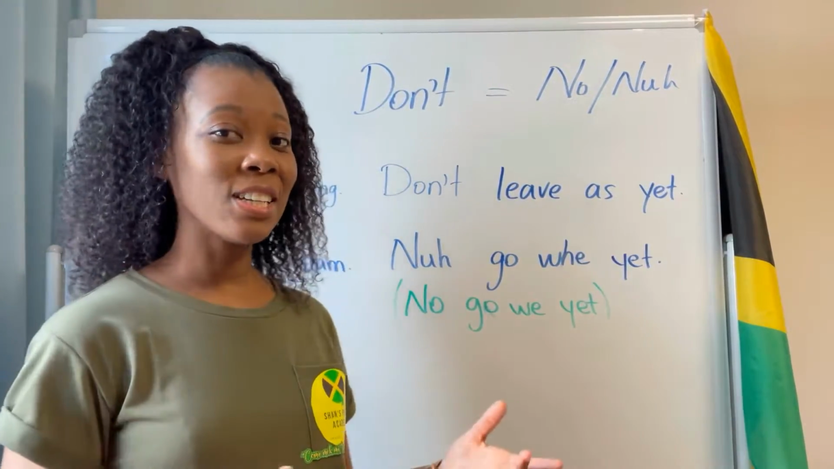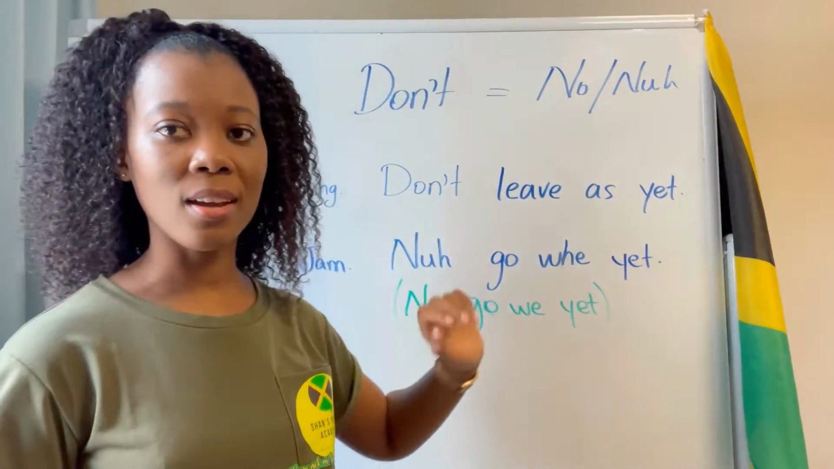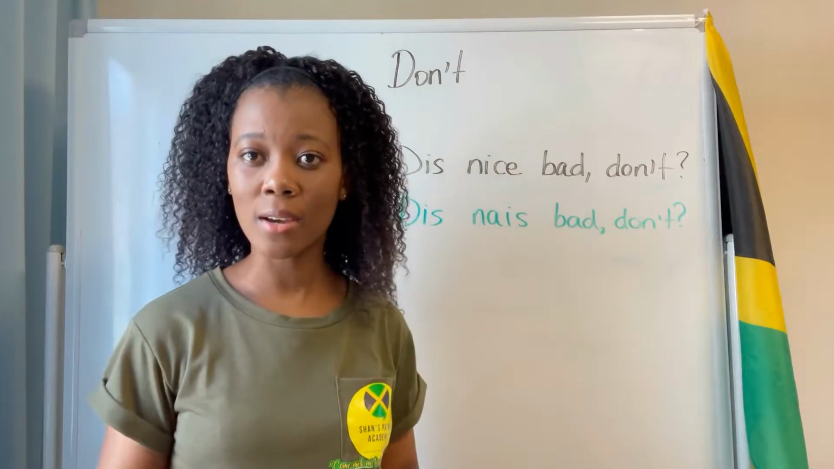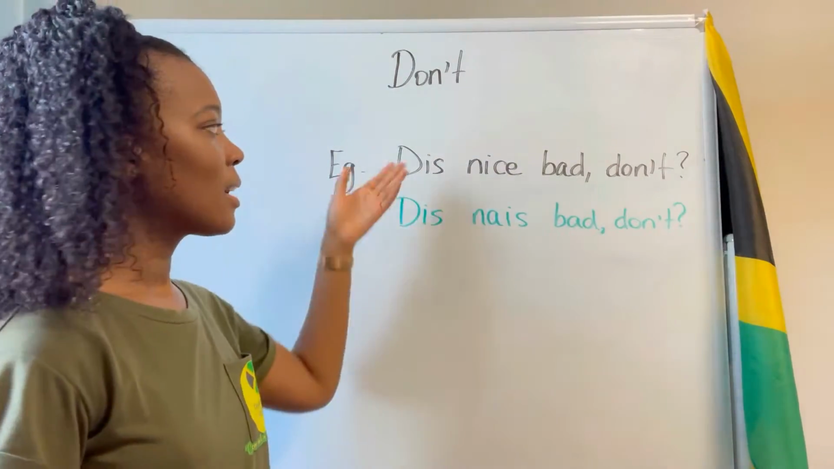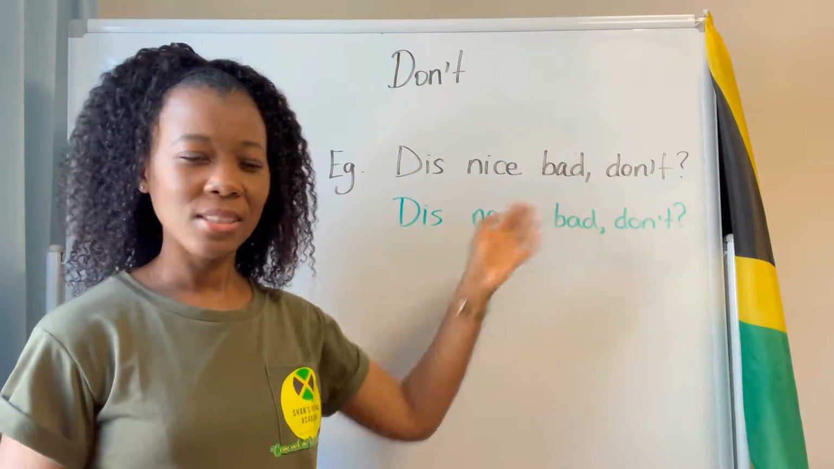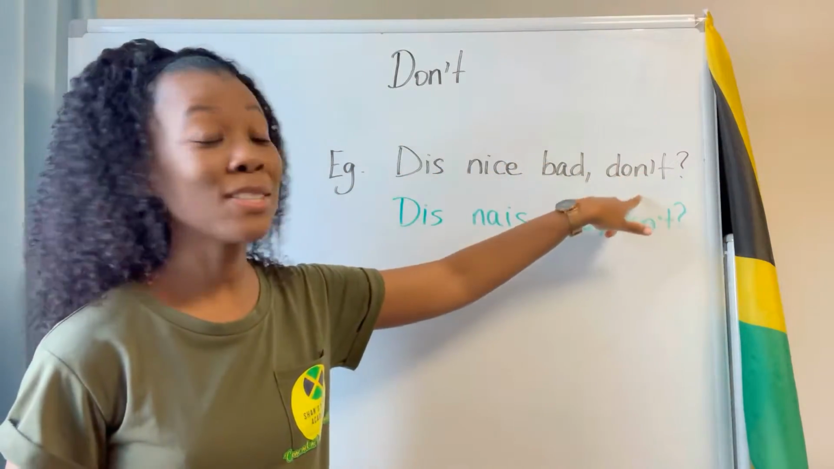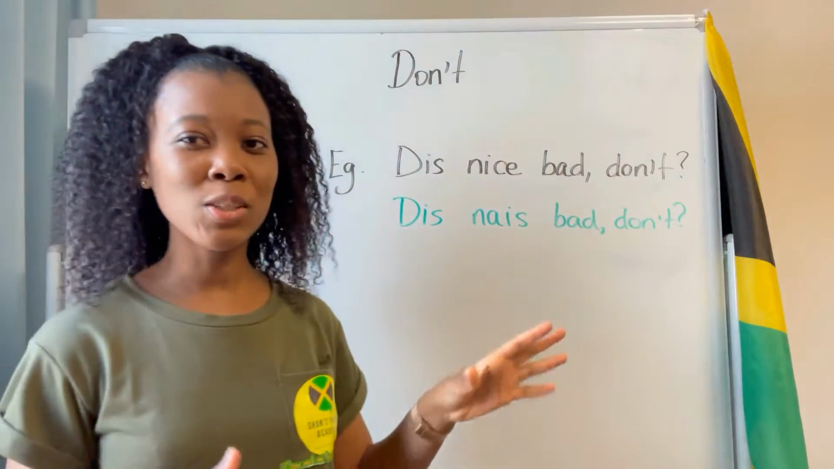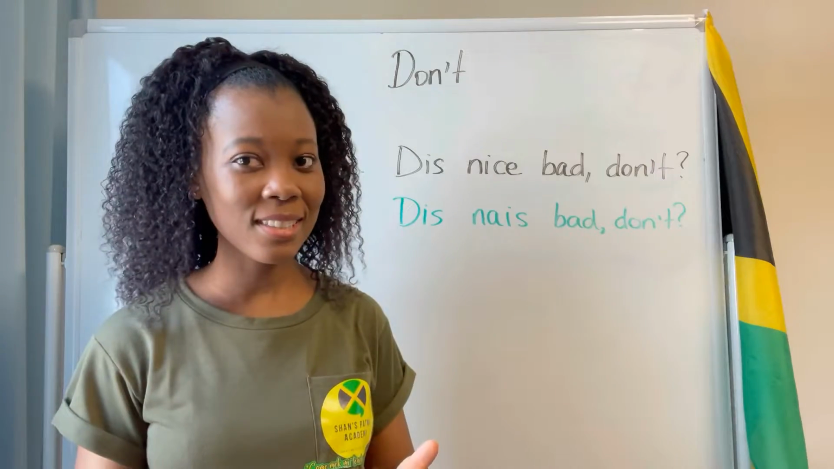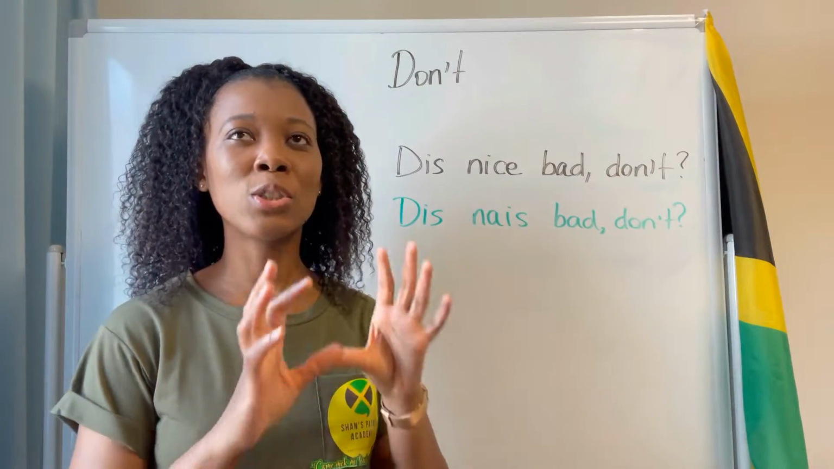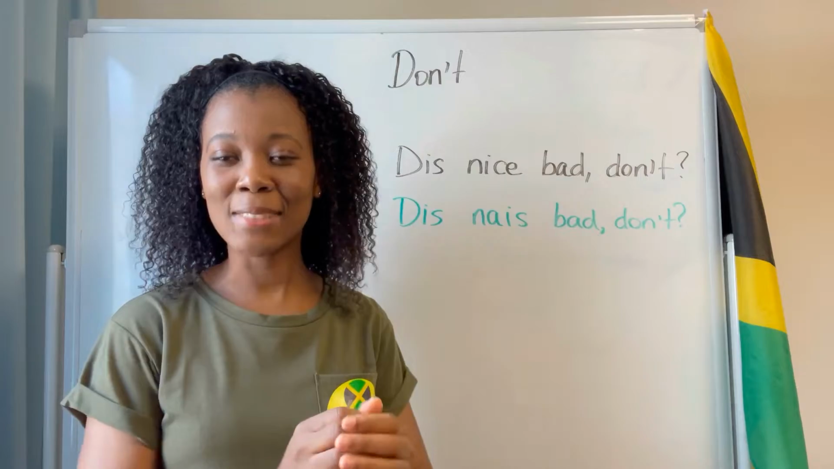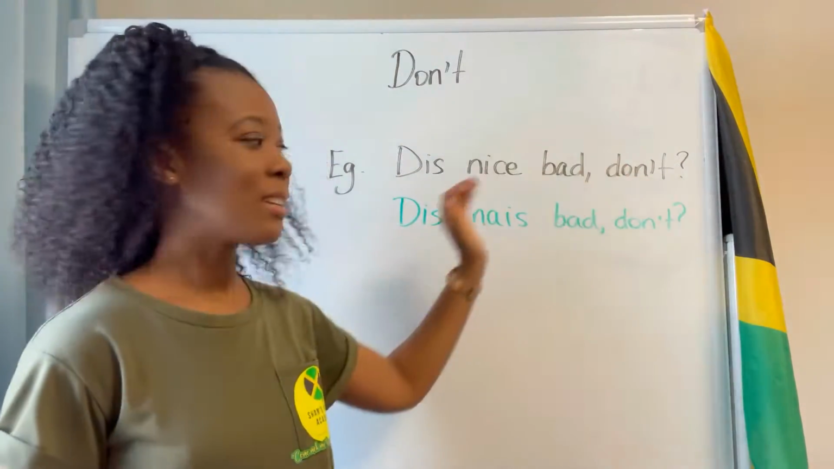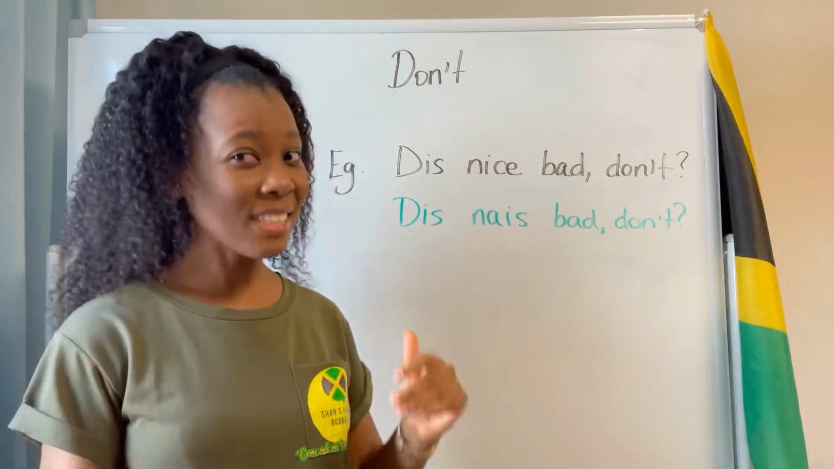So, English don't is Jamaican no. When is don't used in Jamaican? Now look at this example. This nice but don't. This is how we use don't in Jamaican, and this means this is really nice, isn't it? So when you see the word don't used in Jamaican, it means, isn't it? This nice but don't. This is really nice, isn't it?